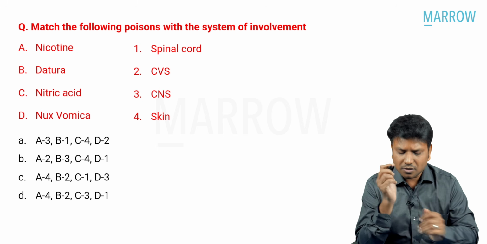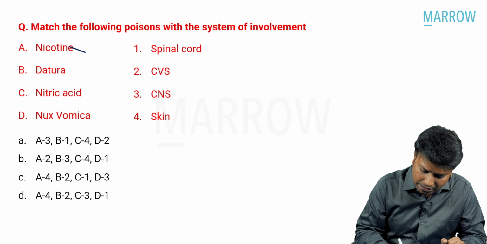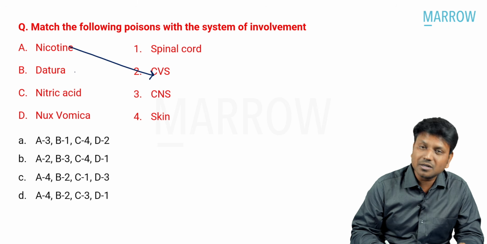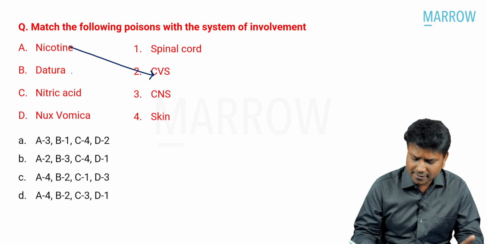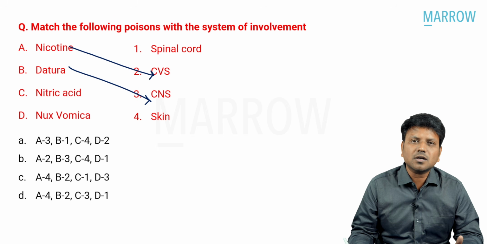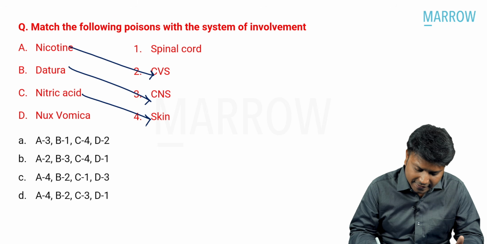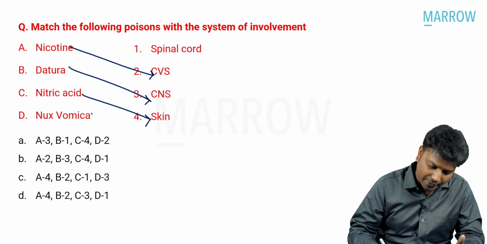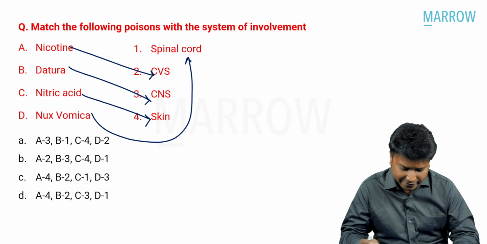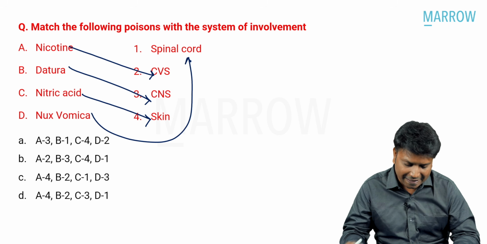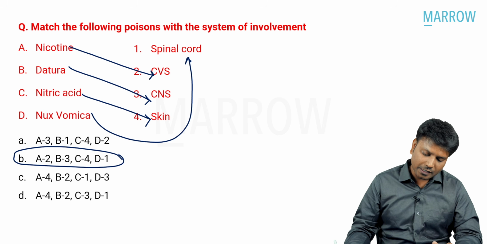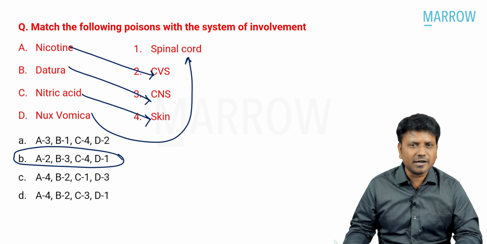Nicotine, also called tobacco, acts on the cardiovascular system. Datura is a delirium poison, which acts on the CNS. Nitric acid is a corrosive, which acts topically on the skin, whereas nux vomica is a spinal poison that acts on the spinal cord. When you know these basics, you'll be able to find the correct option. We can say A2, B3, C4 and D1. This is the correct answer.